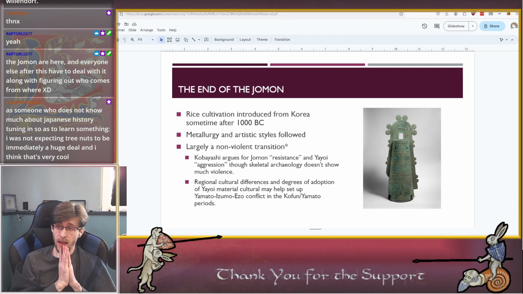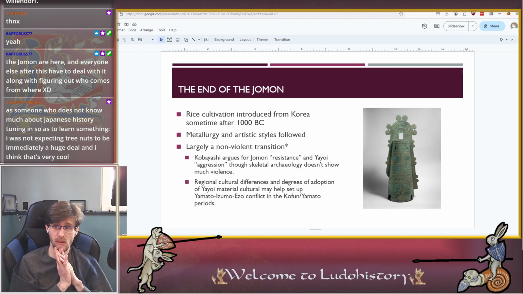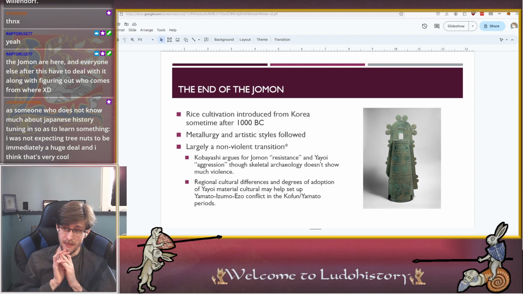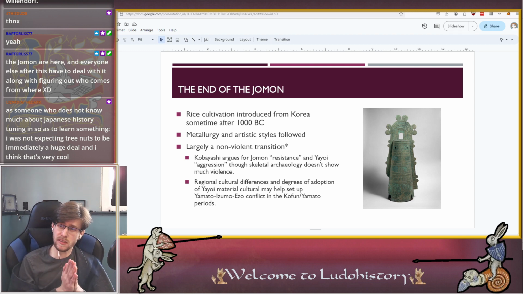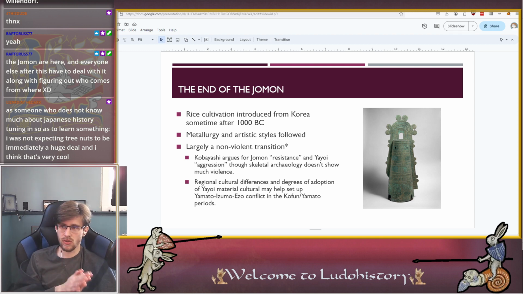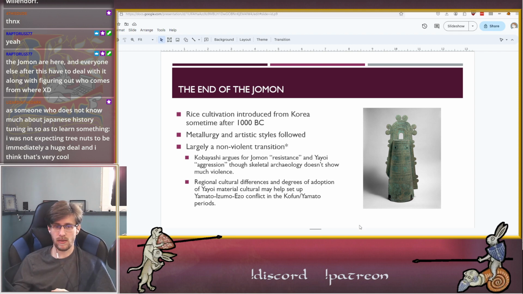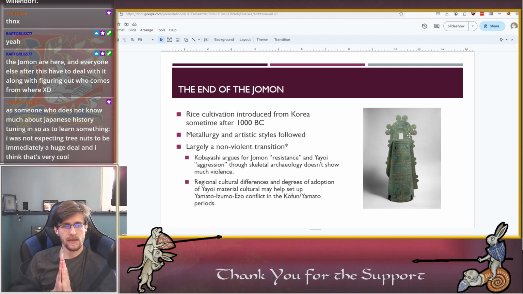Additionally, Korea is in the Bronze Age after 1000 BC, and so introduces bronze working into Japan, and so you get big bronze creations like this one in the early Yayoi.